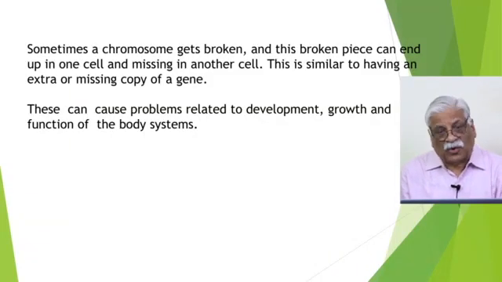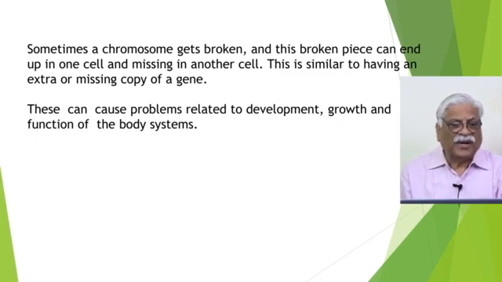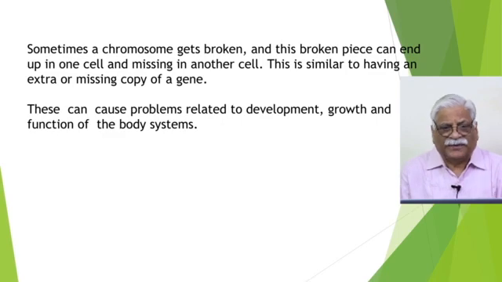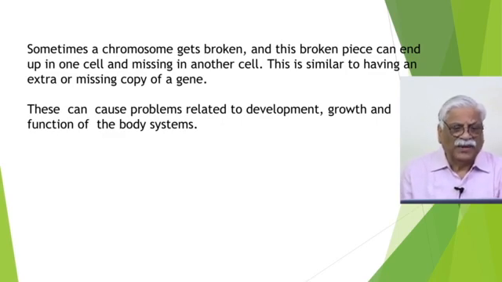Sometimes a chromosome gets broken, and this broken piece can end up in one cell but be missing in the other cell when the two cells separate. This is similar to having an extra or missing copy of a gene. These can cause problems related to development, growth, and functions of the body systems.